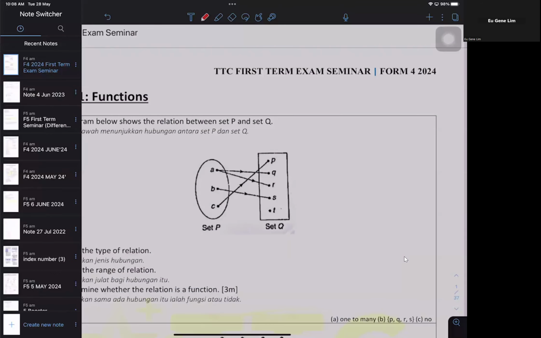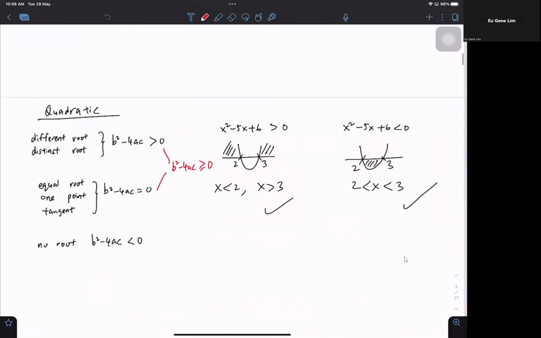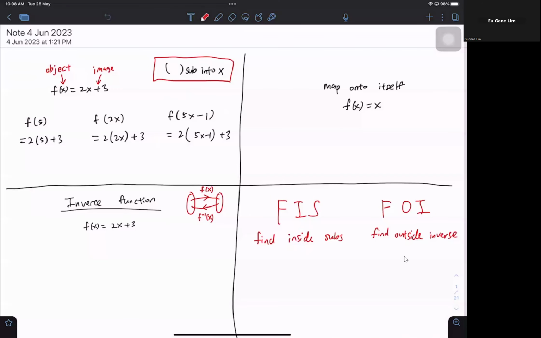So now this is the basic of chapter 1. You can take a picture or you can screenshot. Never mind, let me explain first.